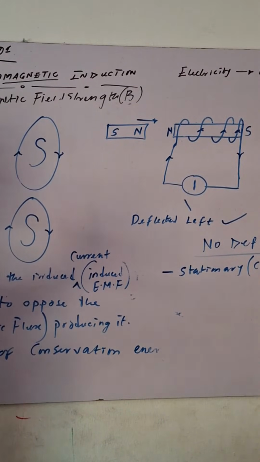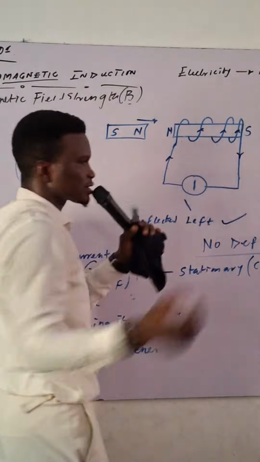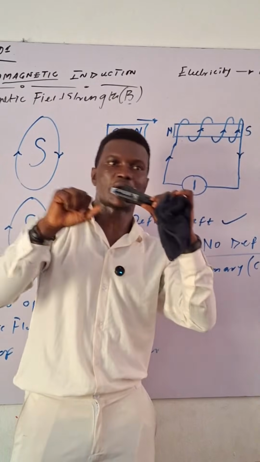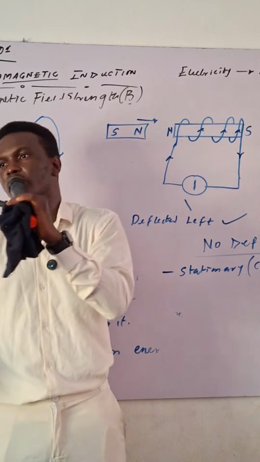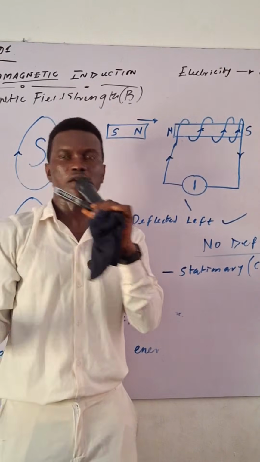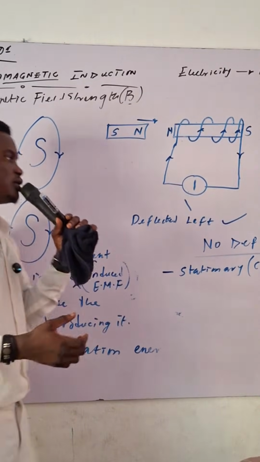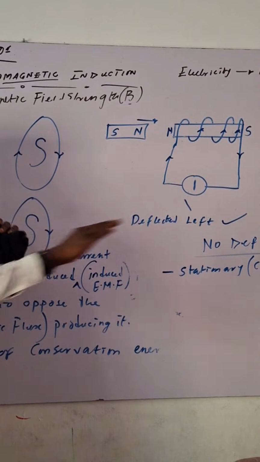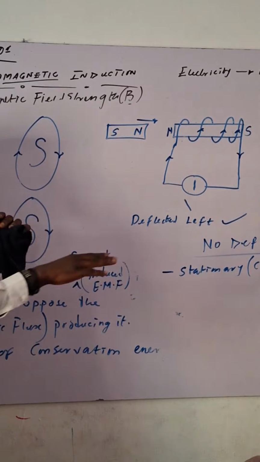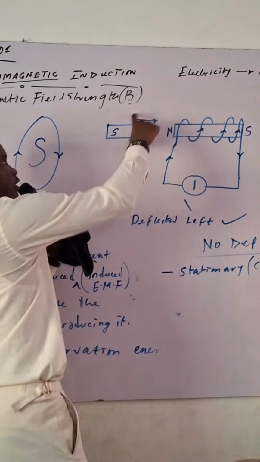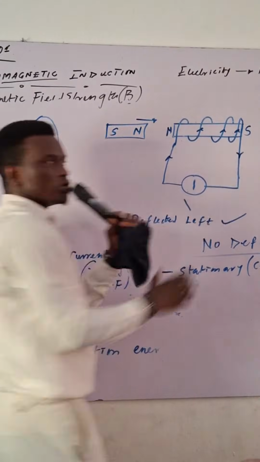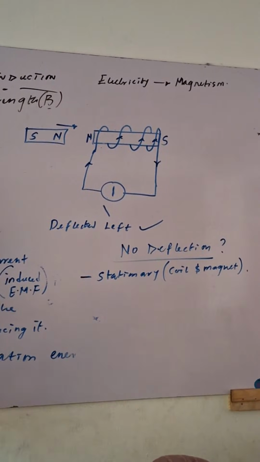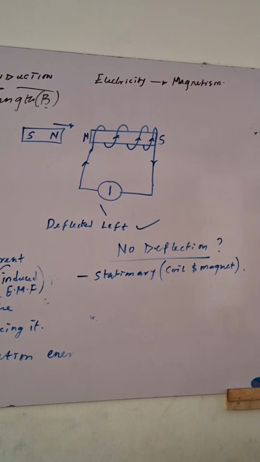There will also be no deflection when you move the two of them at the same rate. The rate at which you are moving the coil is the same rate you are moving the magnet, so it looks as if it's still stationary. But when you move one of them towards the other, either you move the coil towards the magnet or you move the magnet towards the coil, there will be currents induced. So those are the things you need to know. Now, let's look at the applications.